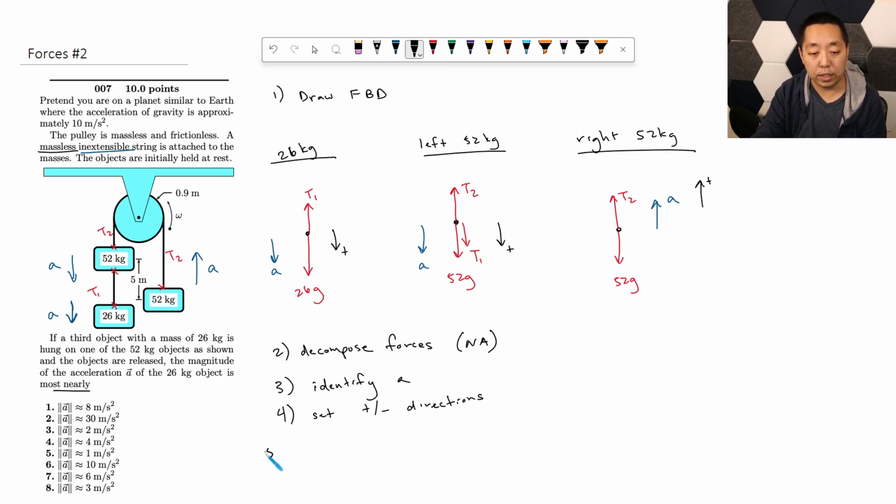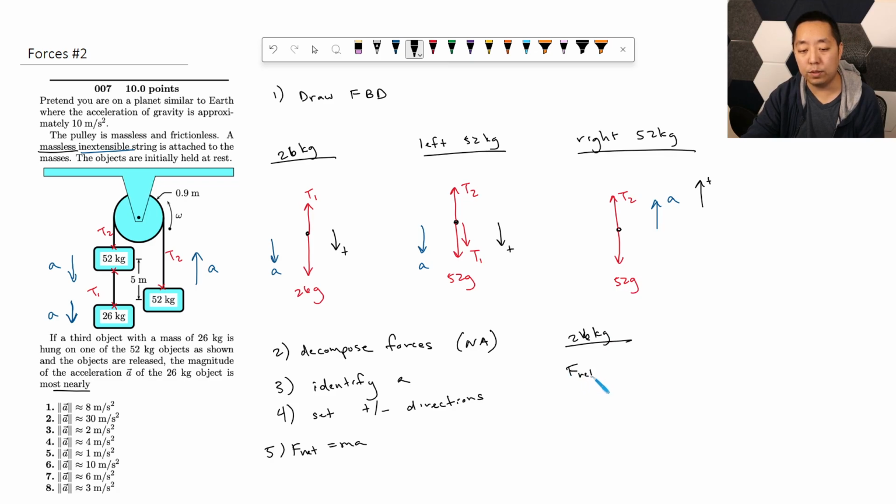And then last, we're going to do F net equals ma. And now it's just a bunch of equations at this point. Now, you could obviously shortcut these steps sometimes, but I only usually do that if you're really, really good, with a lot of experience. Otherwise, I actually suggest you do all of these. So let's look at the 26 kilogram block.